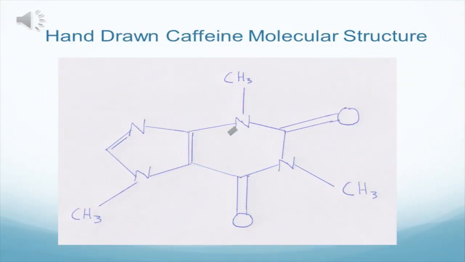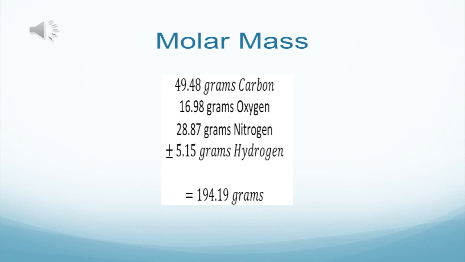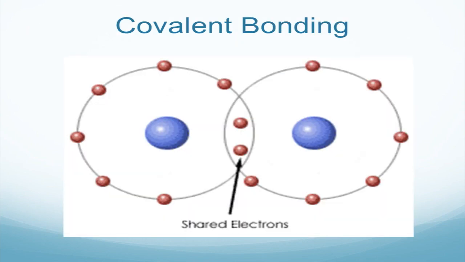Hosting white crystalline xanthine alkaloid properties, the chemical structure of caffeine is as such. Constituting 8 carbon atoms, 10 hydrogen atoms, 4 nitrogen atoms, and 2 oxygen atoms, the total molar mass is equal to 194.19 grams per mole. Caffeine bonding is solely covalent, which involves the sharing of electron pairs between atoms.